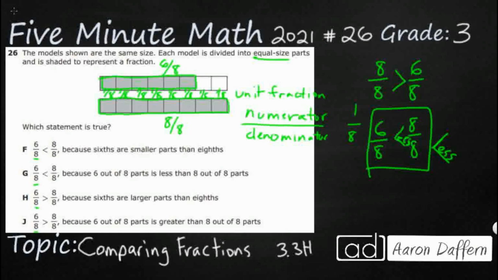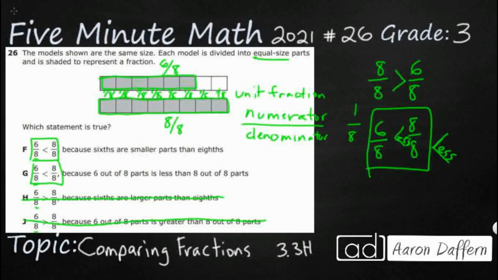Oh, but the problem is look, I've got 2 possible answers. I've got both F and G. H and J are going to be incorrect because they have 6/8 as greater than 8/8. So let's just go ahead and get rid of those 2. But I've got 2 different answers, which means it's not so much the comparison. We know this is correct. In both instances, it's the explanation. That's what we need to look at.